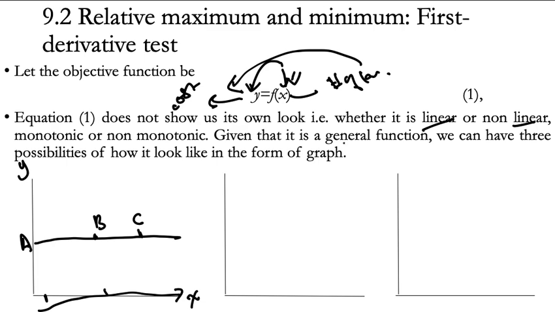Now, let's move to the second one here. Let's say y is also on the vertical axis and then x is here. Okay, so let's say we start here and then we have something like this.